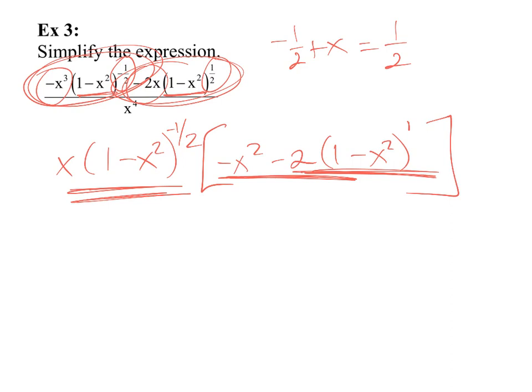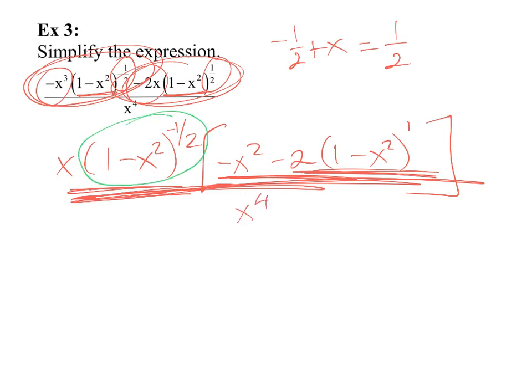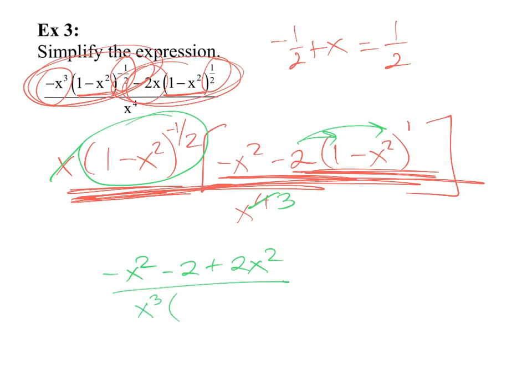And then it's all over. All of this is over x to the 4th. All right, once again, I have this negative exponent here. So I'm going to bring it down to the bottom position. And also, before I do that, I'm going to cancel out this x with one of the x's on the bottom here. So on top, I'm left with negative x squared. I can also distribute this here. Minus 2 plus 2x squared all over x cubed times 1 minus x squared to the negative half power.